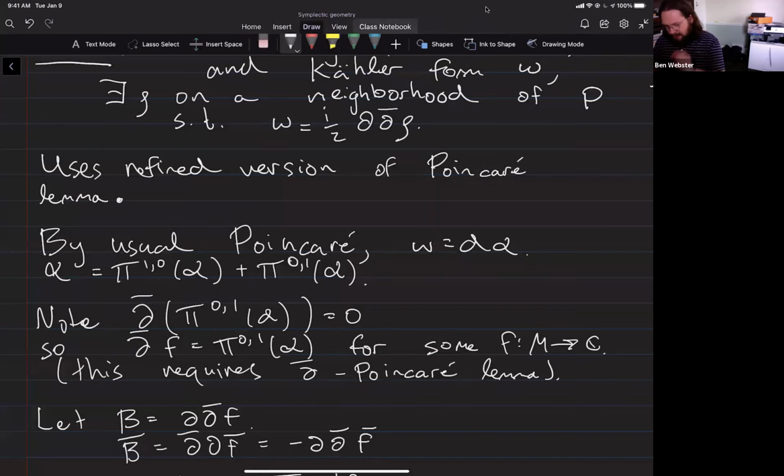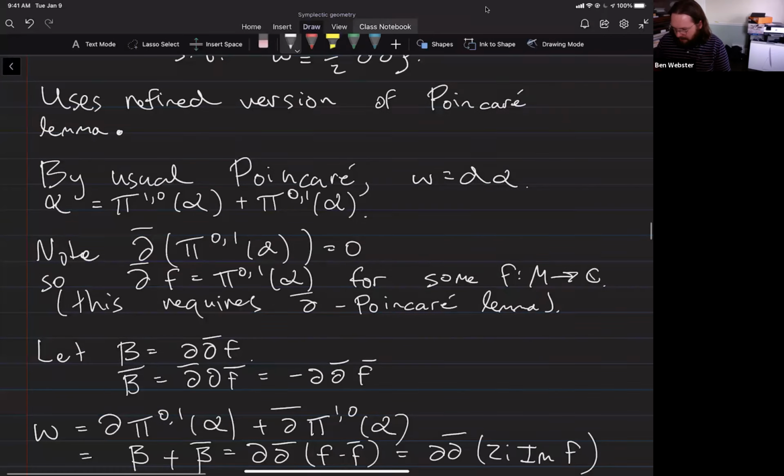We can write this alpha as the sum of its, I shouldn't say holomorphic, its 1,0 part and its 0,1 part. So again, this is not about whether it's holomorphic or not, which is a stricter condition, but whether it's complex linear or complex antilinear. So you can check that the fact that d of this is a 1,1 form tells you that del bar kills the 0,1 part of alpha.